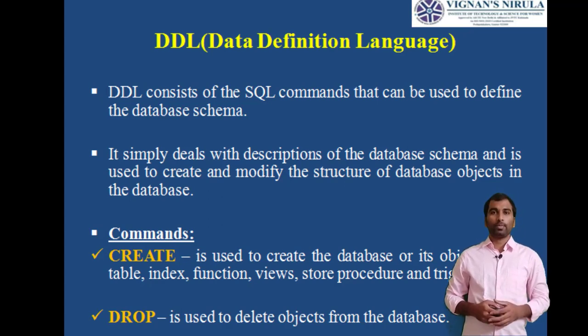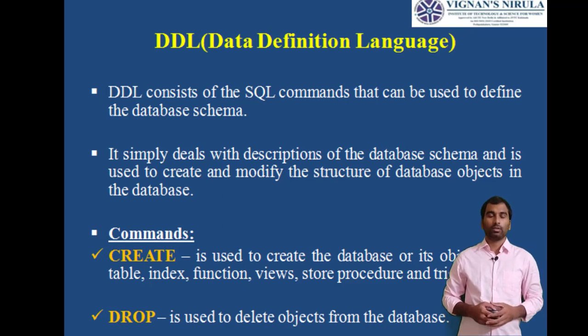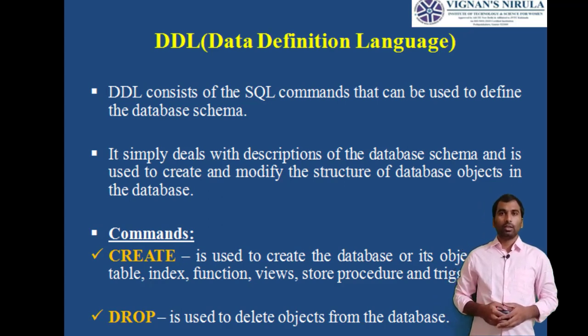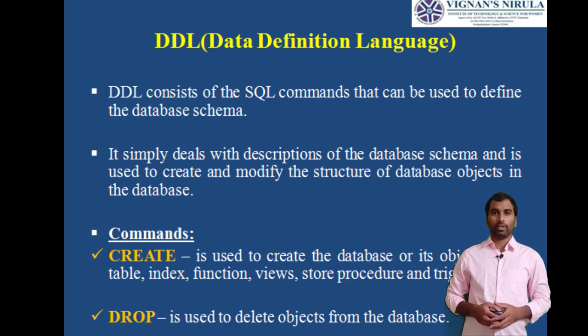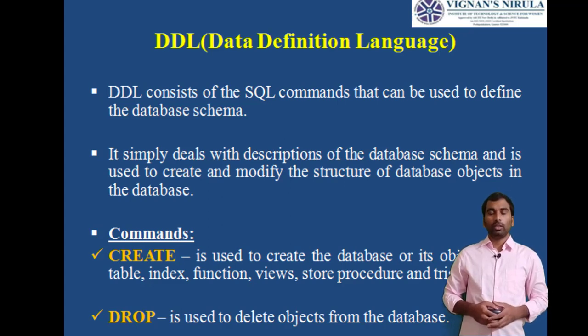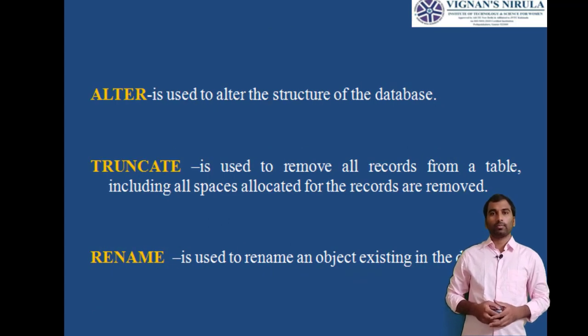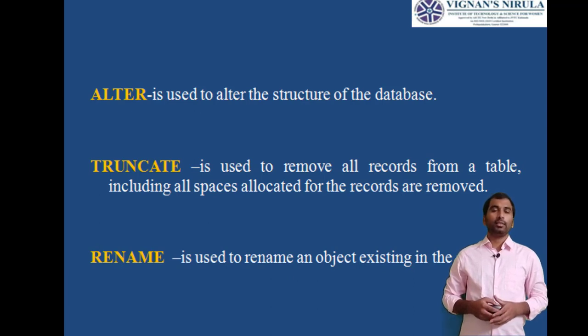We have different types of commands in DDL. The first command is create. The create command is used to create a table or a relation in a database. The next command is drop. The drop command is used to drop the entire structure of a table from a database. The next one is alter. The alter command is used to alter or modify the structure of a relation in a database.